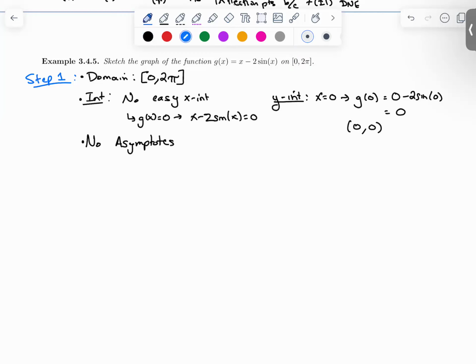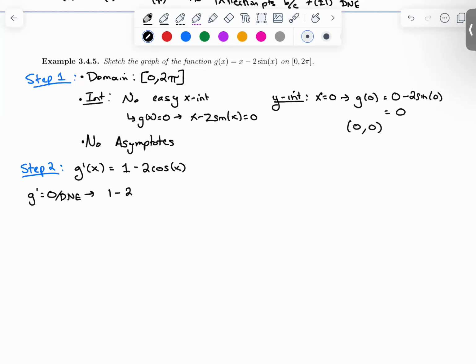So now we're on to step 2, which is finding the intervals of increase and decrease along with relative extrema. In order to do that, we need the first derivative. So g prime of x is equal to 1 minus 2 cosine of x. In order to find the critical values, we need to set g prime equal to 0 or does not exist. There are no places where it doesn't exist. It exists everywhere, so we don't need to worry about that. But regardless, we do it the same way.